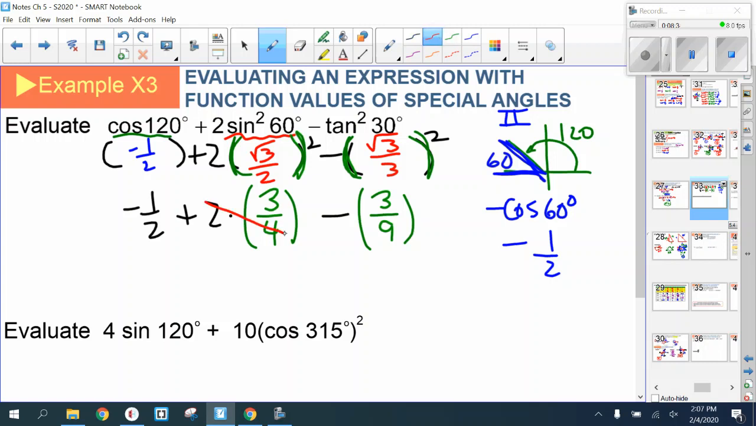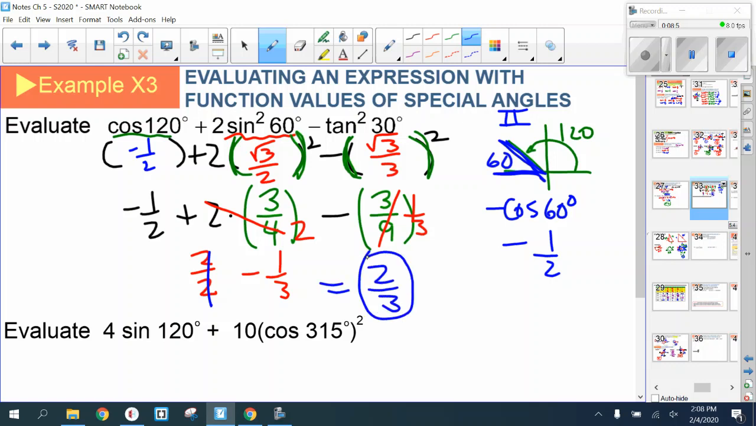2 goes into 4 twice. So I have negative 1/2 plus 3/2 is 2/2. And then I can reduce this to 1/3, so minus 1/3. That looks like 1 minus 1/3. The answer is 2/3.